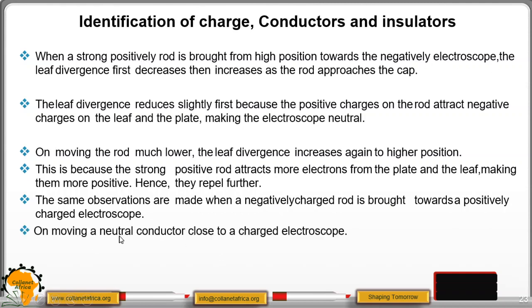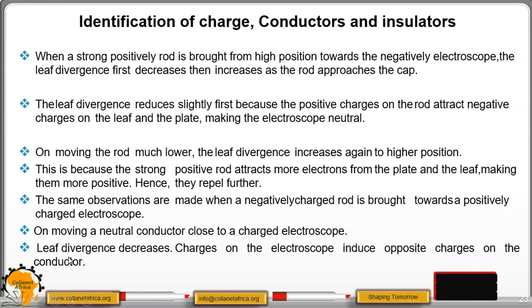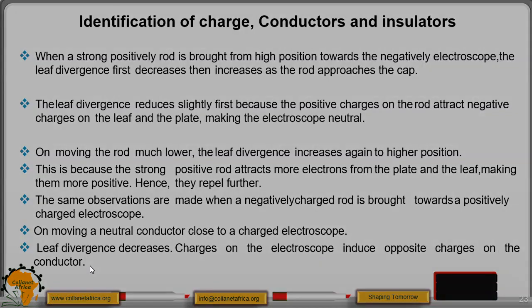On moving a neutral conductor close to a charged electroscope, neutral meaning that it has no charges, the leaf divergence decreases. Charges on the electroscope induce opposite charges on the conductor.